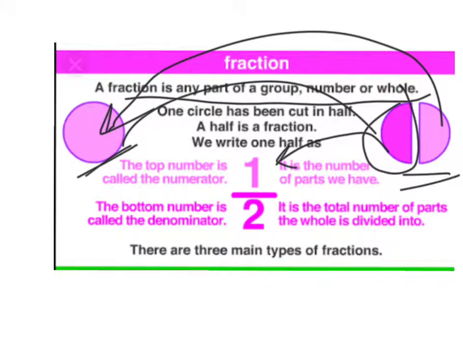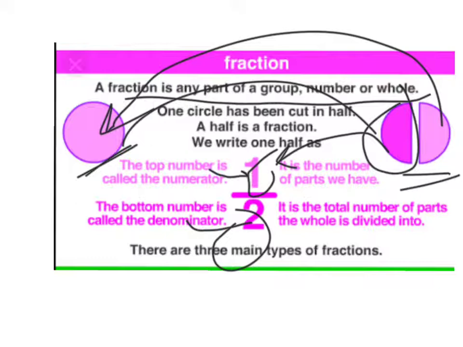Now what is this 1/2? This is a fraction. So the top number is called the numerator and the bottom number is called the denominator. तो जो ऊपर का नंबर होता है उसको हम न्यूमरेटर कहते हैं and the bottom number इसको हम denominator कहते हैं. Now it's the number of parts we have.